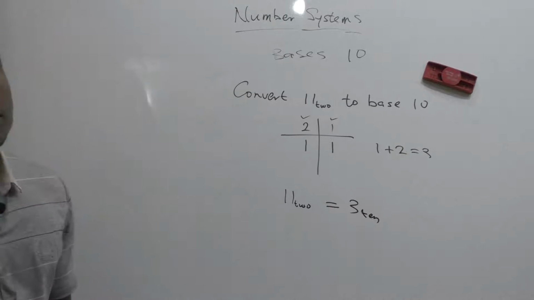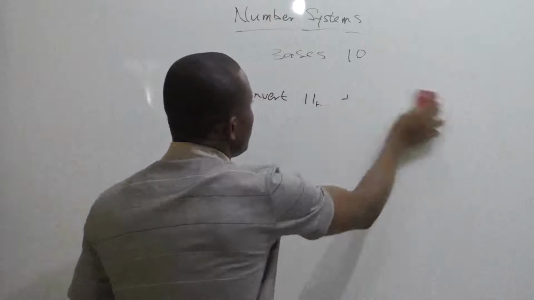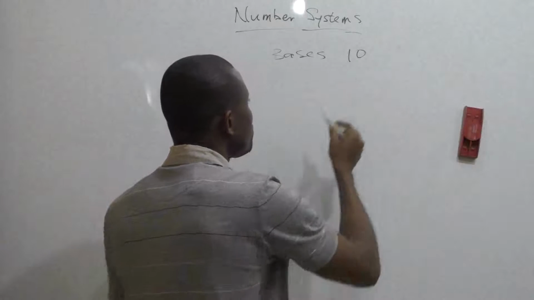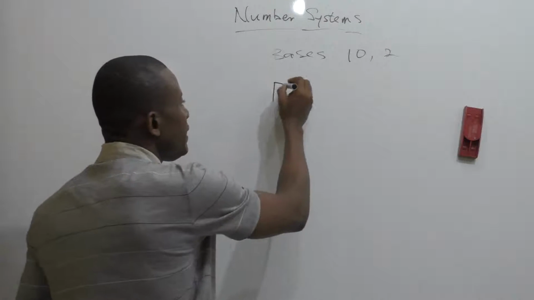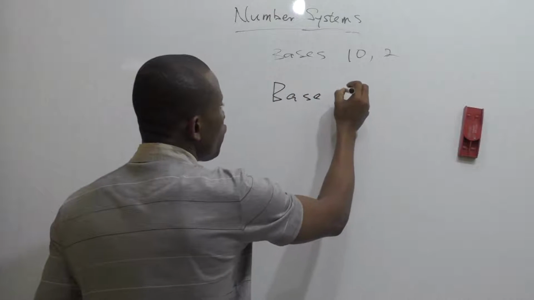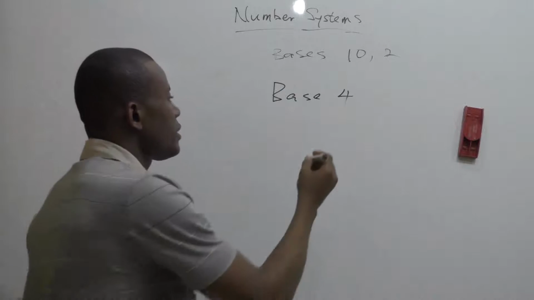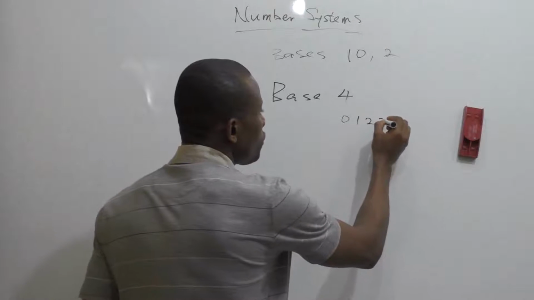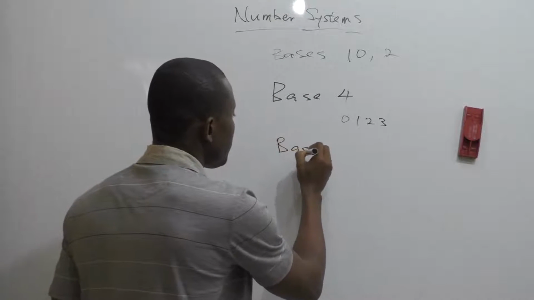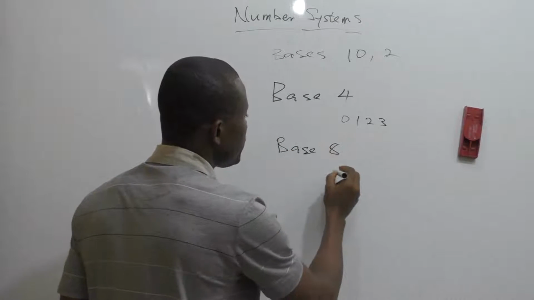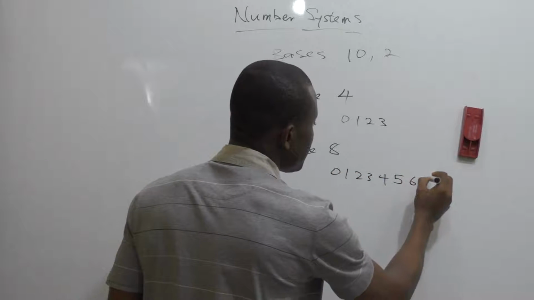Alright, I promise this is going to be very simple. So let's forget about all of this conversion thing and just proceed. We've discussed base 10, we've discussed base 2. We also have base 4, and that uses 0, 1, 2, 3. We also have base 8. It uses 0, 1, 2, 3, 4, 5, 6, 7.